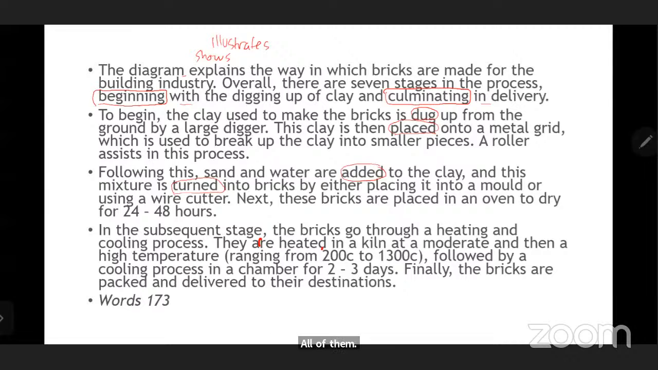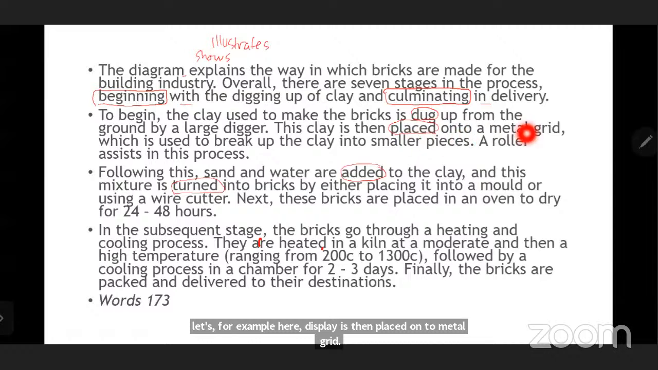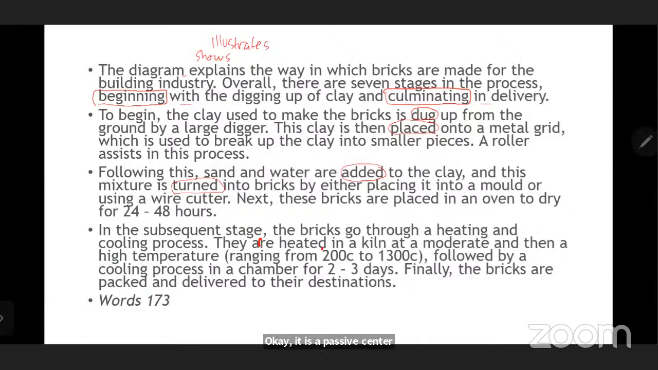Okay, pay attention to the words here: dug, placed, aided, turned. It is not past tense, but it is passive forms of sentence, kalimat pasif. Okay, for example here, this clay is then placed onto metal grid. Tanah liatnya diletakkan di metal grid. Okay, it is a passive sentence, not past tense. Okay, so that's the end for writing task 1.